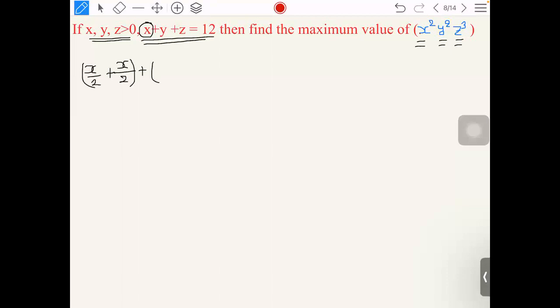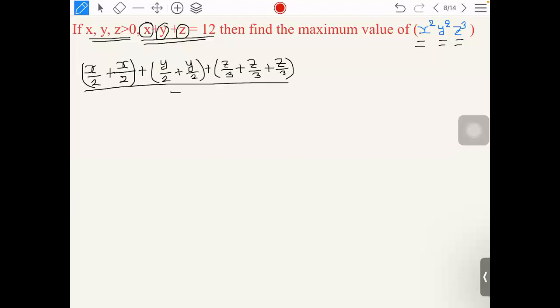Plus, we need y squared, so break down this y into equal parts: y by 2 plus y by 2. And then we have z cube, so we have to break this z in three equal parts, say z by 3 plus z by 3 plus z by 3. In total, how many terms do we have? 4 plus 3, 7 terms.